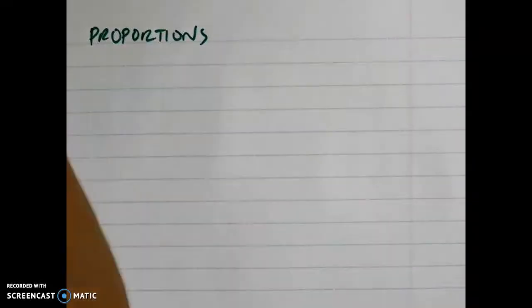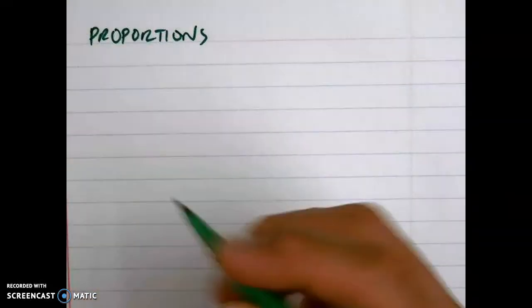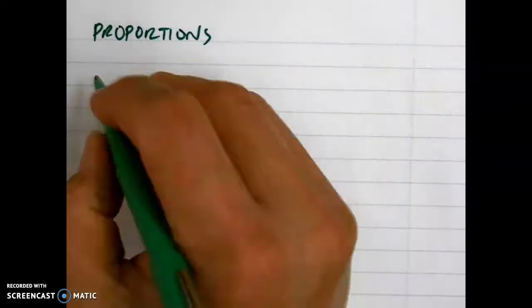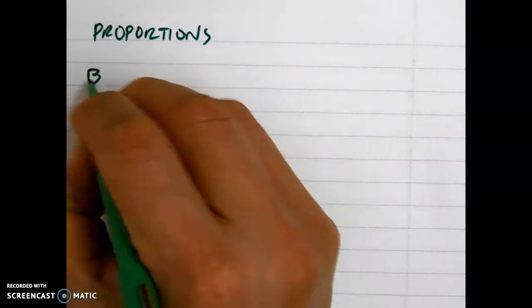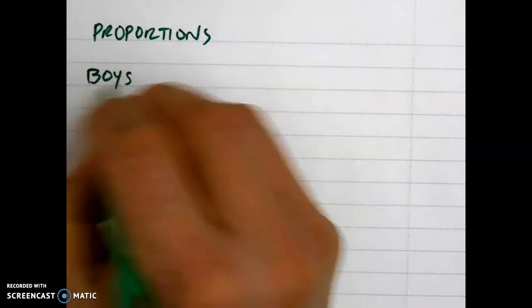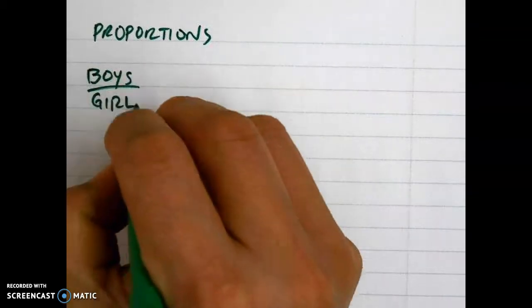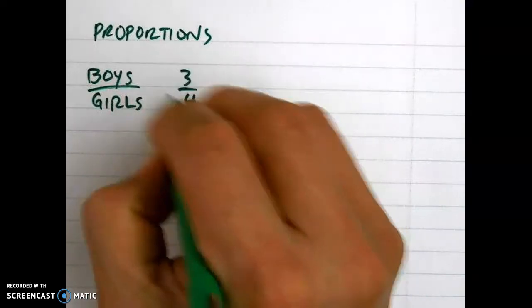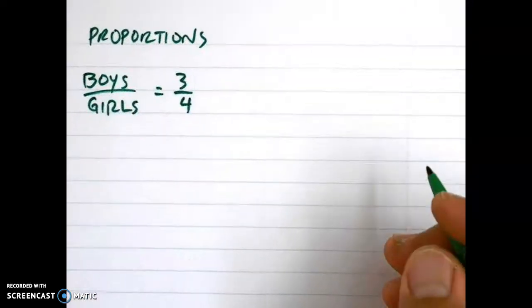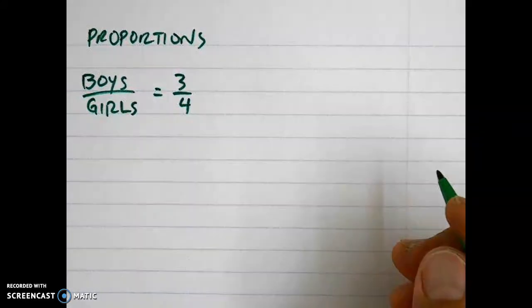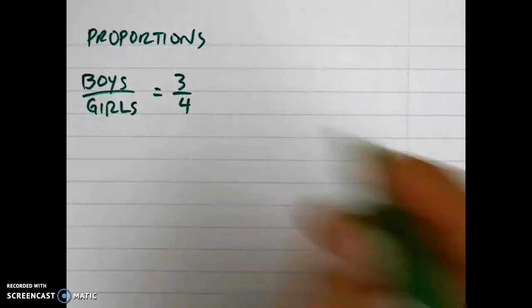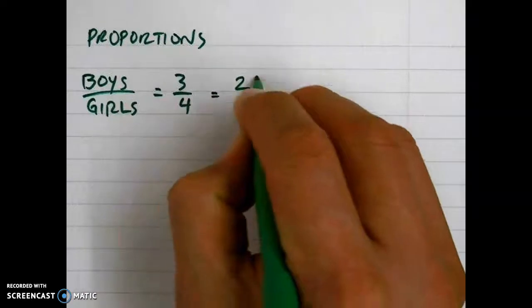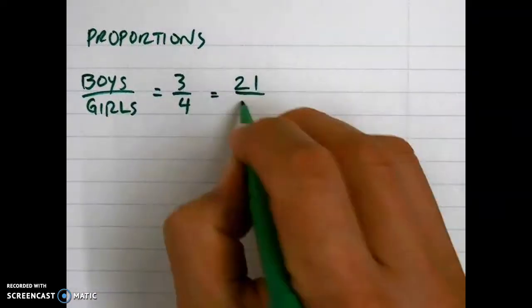Okay, so proportions. We're going to do a little review on proportions before we go into today's lesson. So if I say that the proportion of boys to girls in this class is 3 to 4, then this is how you would set it up. Boys to girls is equal to 3 to 4. And if I tell you that there are 21 boys in this class, you can figure out how many girls there are in this class. Does that make sense?